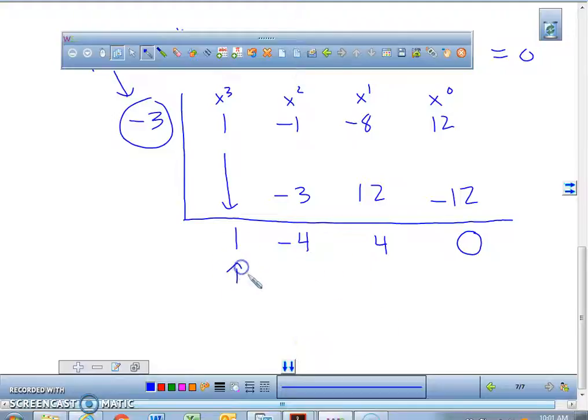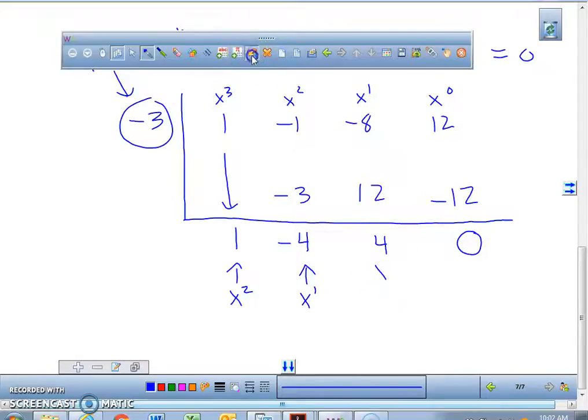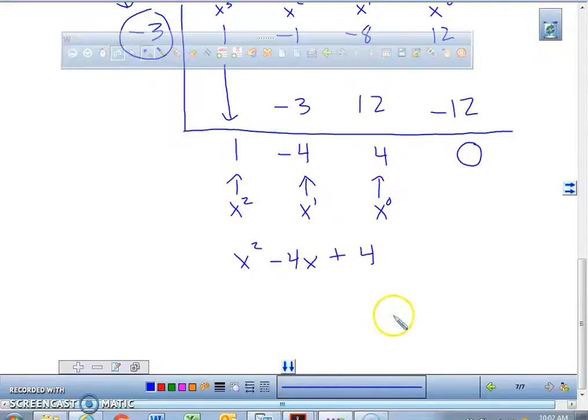Now, what does this represent? This represents the x squared. This represents the x to the first. This represents the x to the 0. So what do we have left? We have an x squared minus a 4x plus a 4. We're going to do it again.